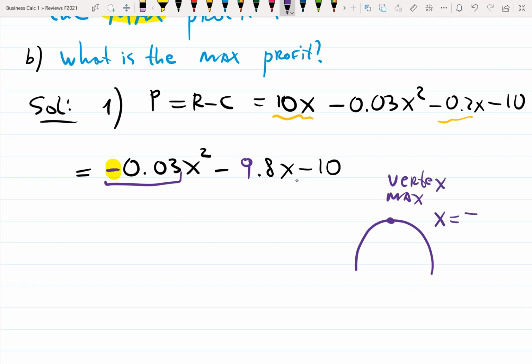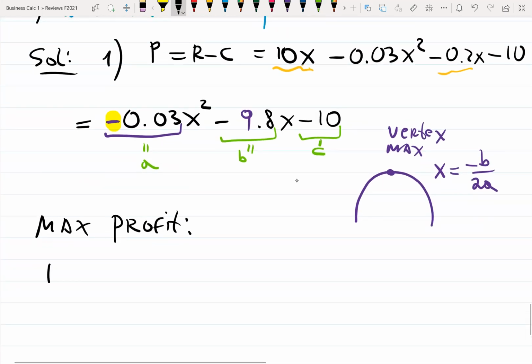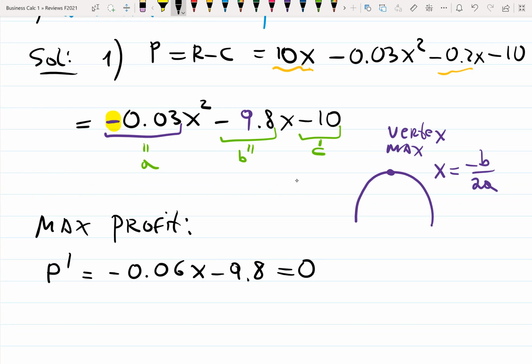The formula for x is minus b over 2a, and that's why I ordered them, because this is my a, this is my b with a negative sign, this is my c with a negative sign. So technically speaking, you don't have to do calculus here at all. It is algebra. But maybe it's faster to differentiate. So maximum profit will be found if I differentiate P: minus 0.06x minus 9.8 equals 0.